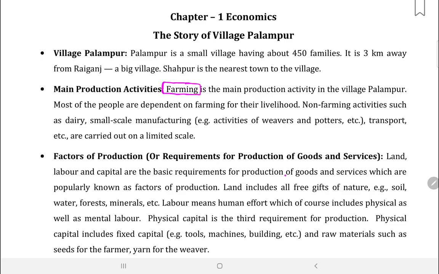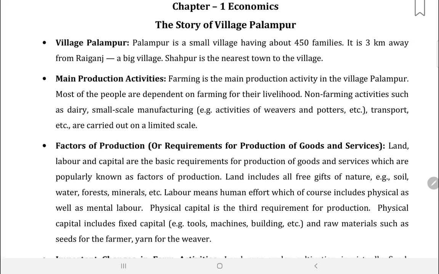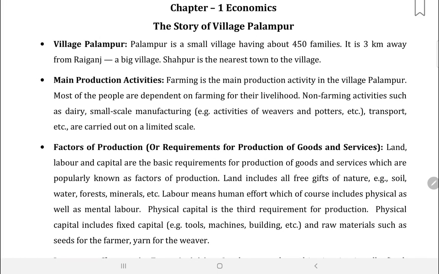Farming is the most important production activity. They ask, what is the most important production activity in the Palampur village? You have to say farming, not dairy, transport, or anything else. It's farming. Most of the people are dependent on farming for their livelihood in the village Palampur. Not only in Palampur, but in most parts of India.